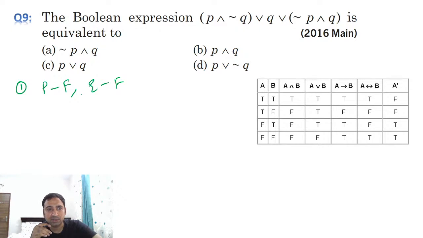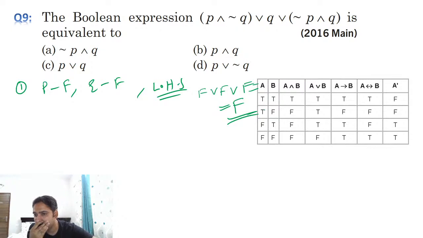Let's verify it. First let's calculate the left hand side, guys. With this substitution, P false and Q false, let's see what we get. False and anything is false only, guys. So this is going to be false. R, negation of P and Q, again this is also false. So finally we're getting false. Let's see in which option it is giving false. Let's see the first option. We should get false, and yes, we're getting false only, guys. The first option is giving false.